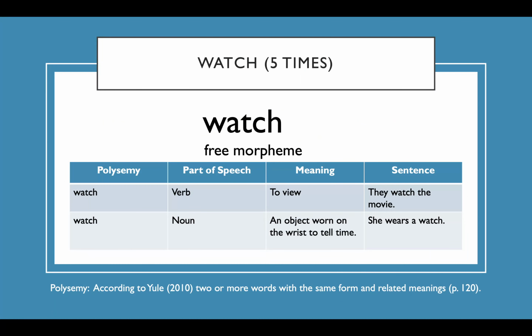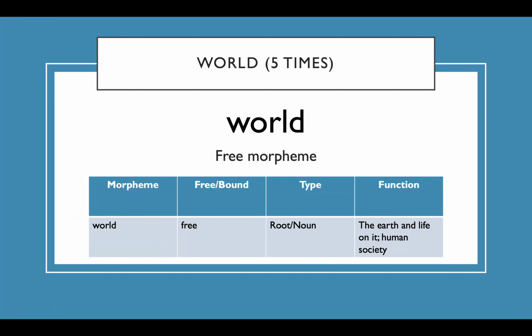Watch appears 5 times. It is an example of polysemy. It is a verb, to view. They watch the movie, for instance, and watch is an object worn on the wrist to tell time, where it is a noun. So according to Yule, polysemy is when one or more words have the same form and related meaning. World is a free morpheme.